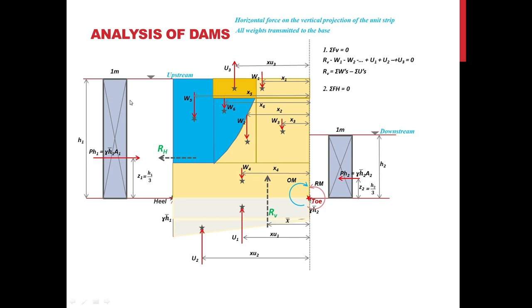Number 2. We perform equilibrium equations along the x-axis. Summation of forces horizontal is equal to 0. So your assumption for RH is leftwards, therefore denoted by negative, plus going rightwards PH1, minus going leftwards PH2, all equated to 0. Solving for RH, it is simply the difference between the hydrostatic force of the downstream and that of the upstream.